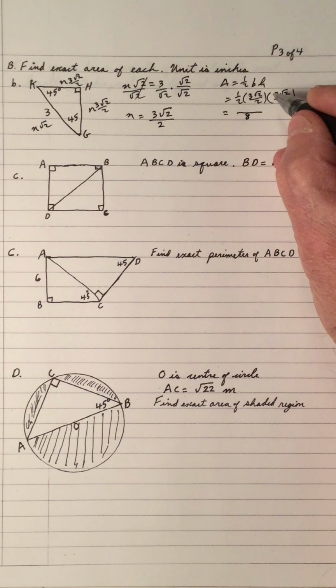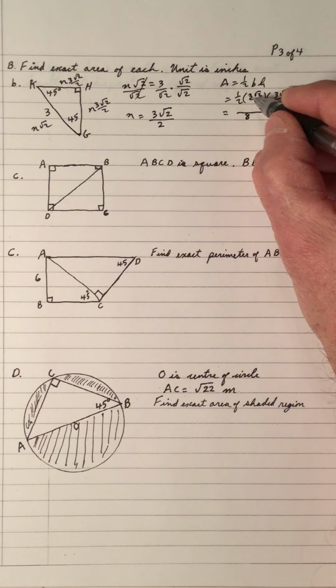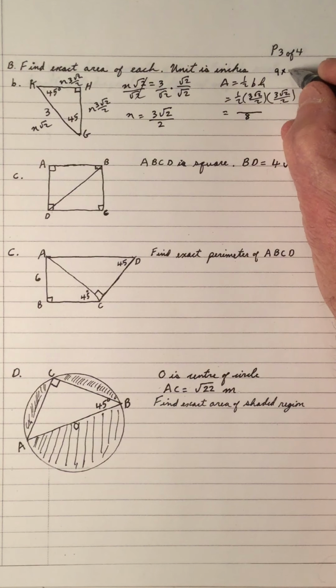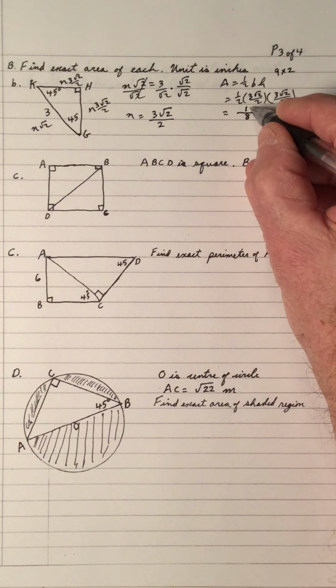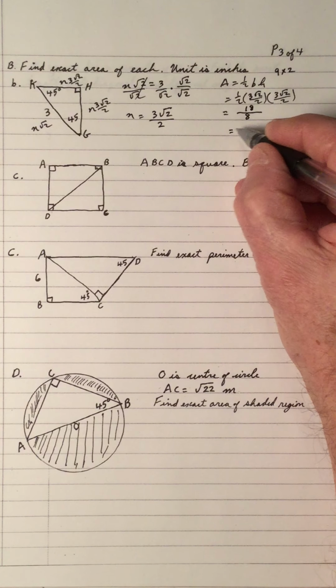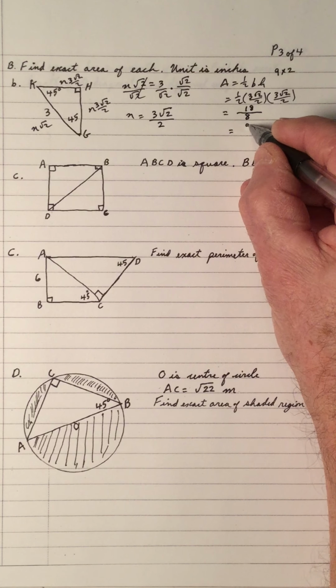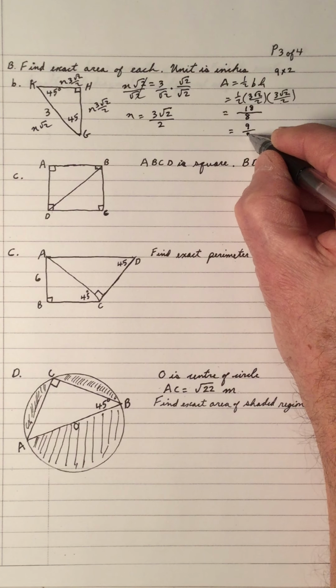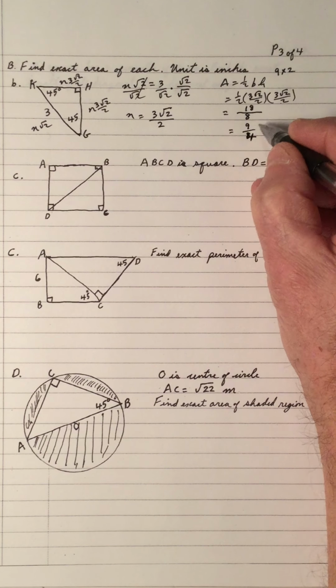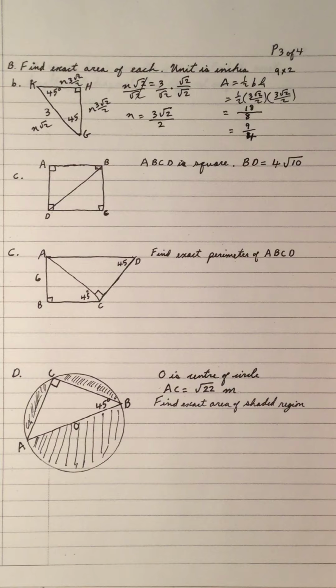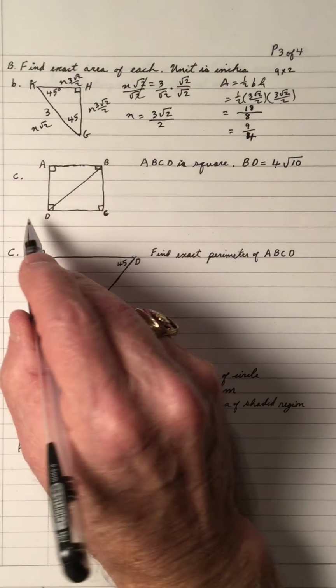And 3 root 2 times 3 root 2. 3 times 3 is 9. Root 2 times root 2 is 2, so that makes it 18. And 2 is a GCF. 18 divided by 2 is 9. 8 divided by 2 is 4. Oh, I wrote an 8 then. So it's 9 over 4, which is 2 1/4, 2.25, either or. C.